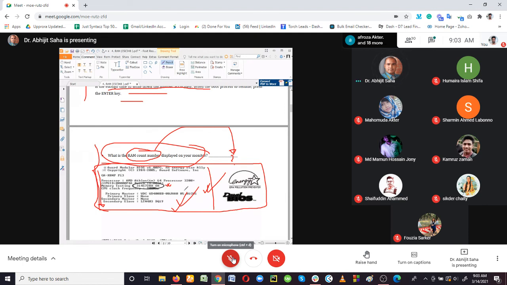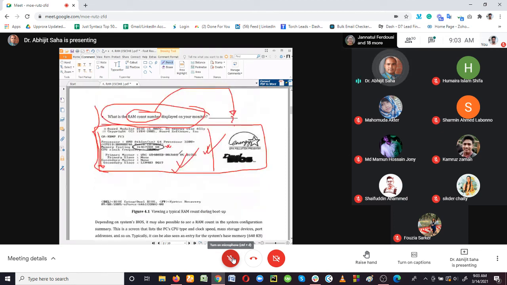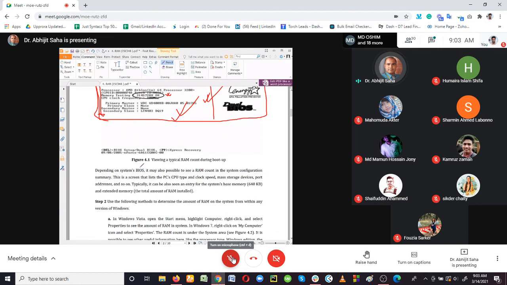As I mentioned already, in recent computers you will not find this information anymore. We can think that it is no longer in our computer systems. But we have learned that in the previous time, this was one of the ways we could find out how much RAM I am having in my computer system.